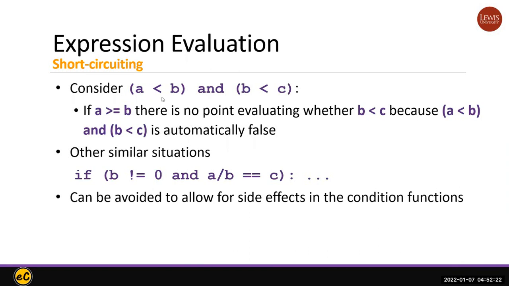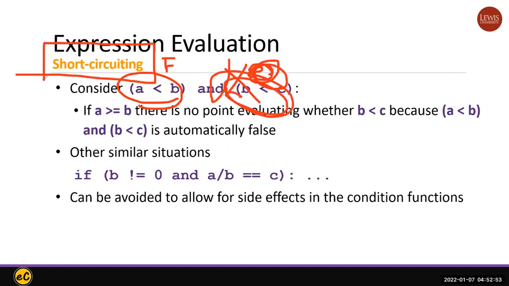So here consider A less than B and B less than C. If A greater equal C, there's no point evaluating whether B less than C, because A less than C and C less than C is automatically false. So this one we call it short circuiting. Actually, if this one is wrong, the operator will not evaluate this because you have a false and whatever, it actually doesn't care. So this portion will not be evaluated. We call it short circuiting, if you are using or and.